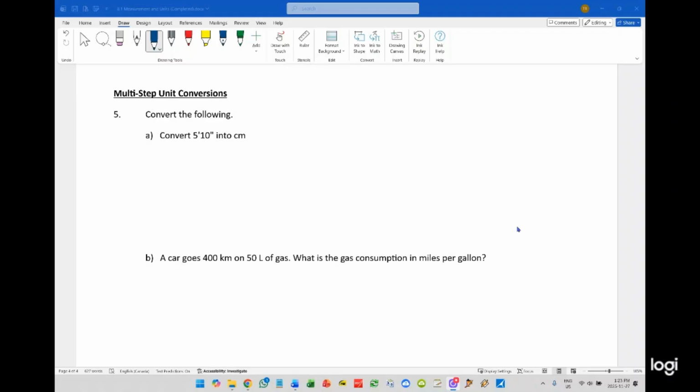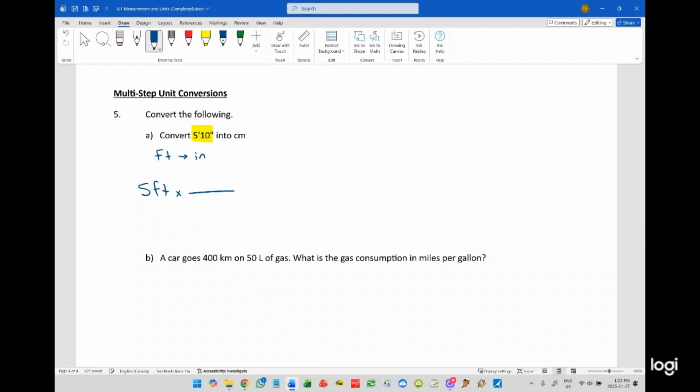First thing I'm going to do is realize that 5 foot 10 inches is already mixed units. We have two different units there, so we've got a couple of options. We can convert 10 inches into feet and then do feet to centimeters, or we can do 5 foot into inches and then do inches to centimeters. Since we have a unit conversion for inches to centimeters and it's actually nicer to do, that's what I'm going to do. So I'm going to convert my 5 feet. And again, I'm just going to do a quick feet to inches.